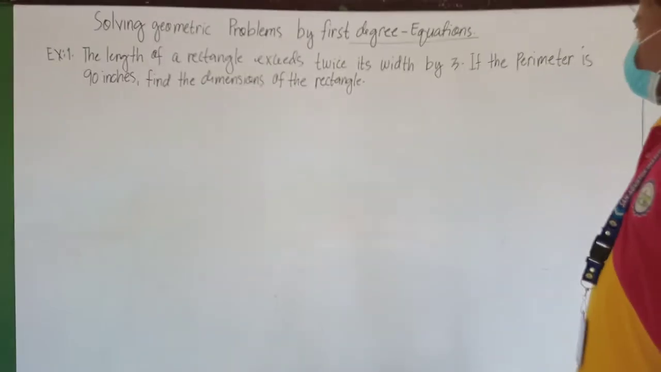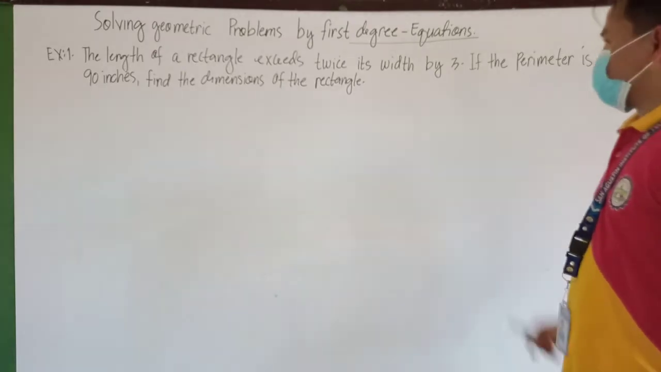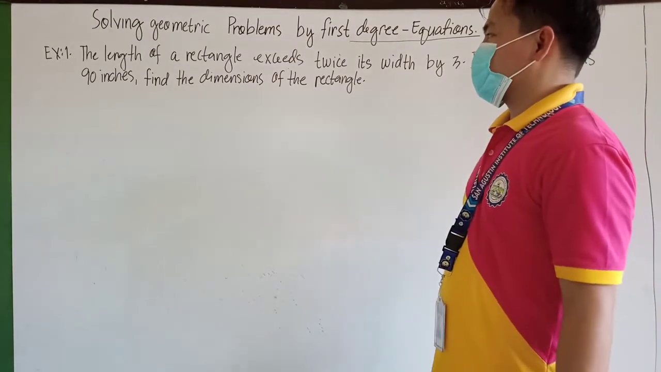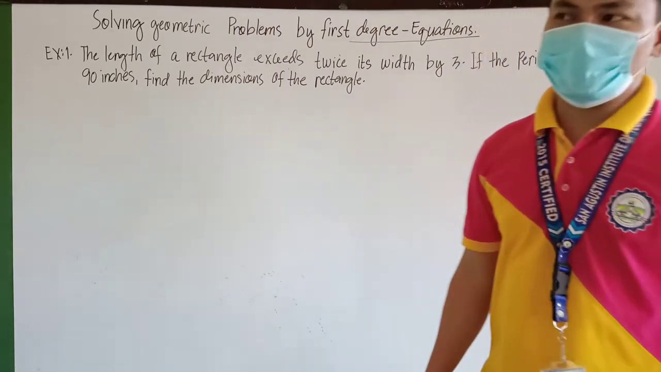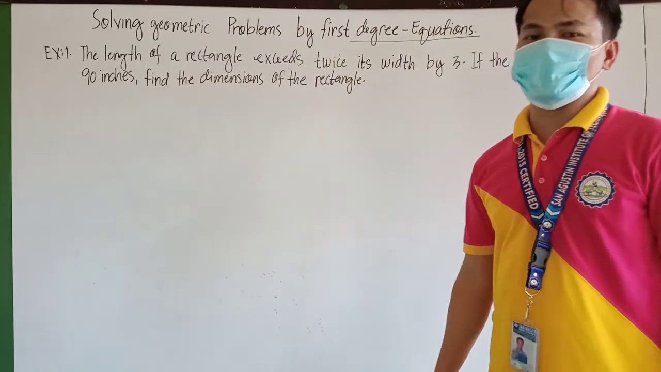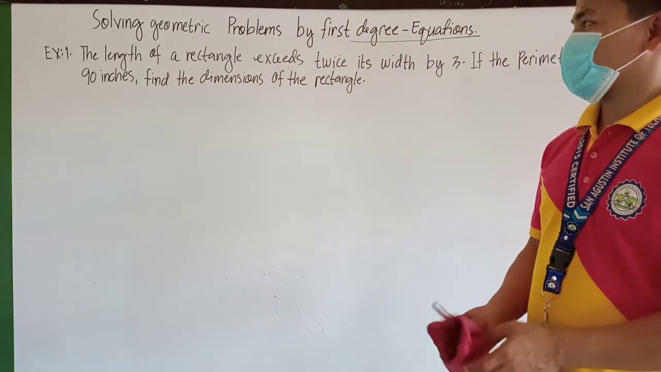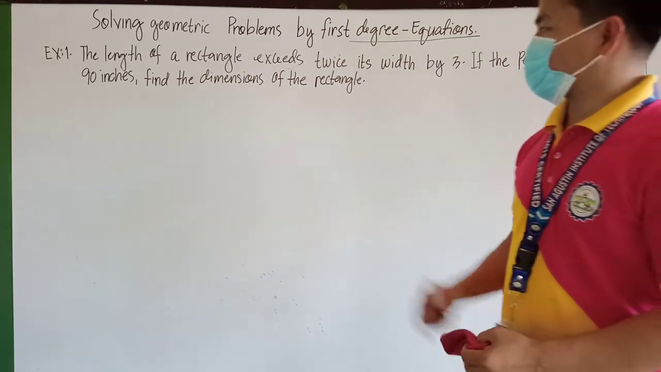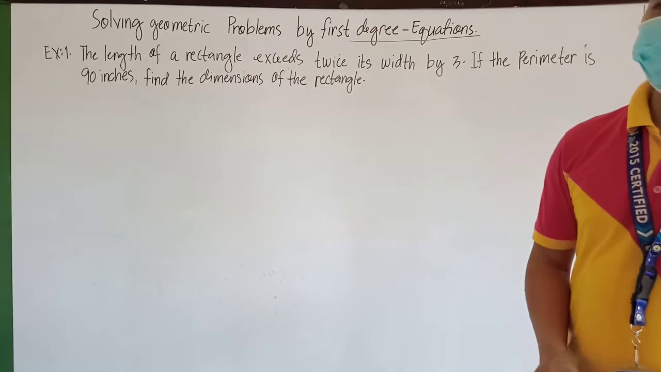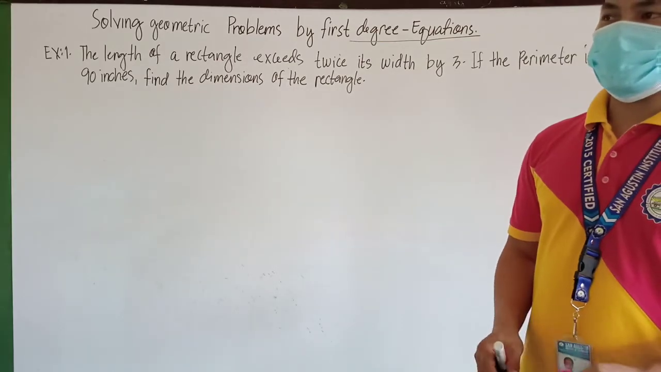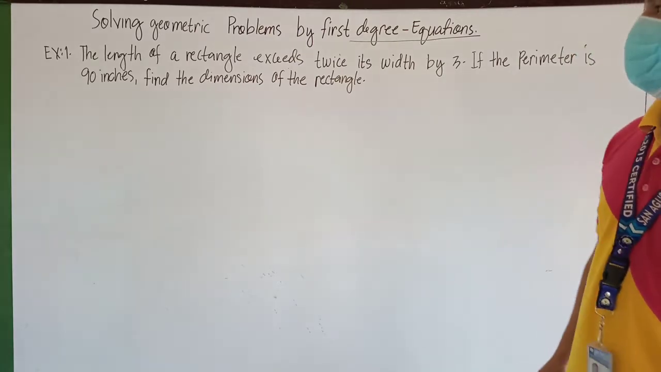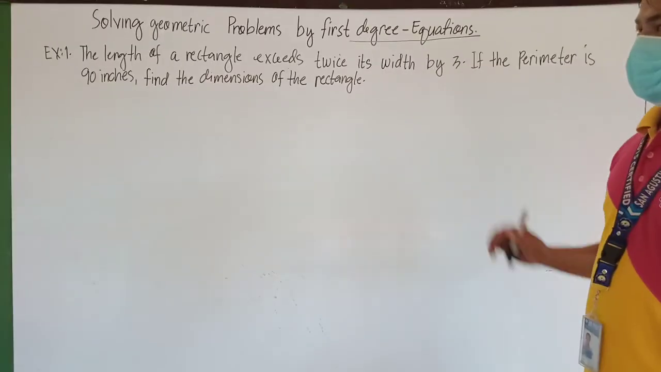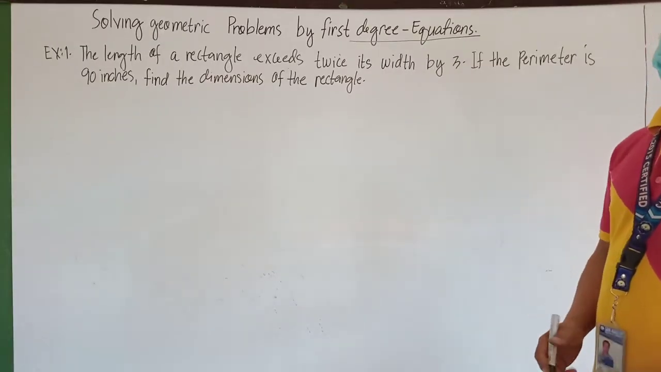The length of a rectangle exceeds twice its width by 3. If the perimeter is 19 inches, find the dimensions of the rectangle. Talking about the dimensions of the rectangle, it is referring to the length and the width. Before we solve this problem, if it can be represented using a figure, we will do it now so that we could easily figure out the problem by using the figure.